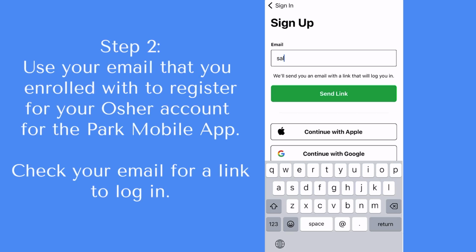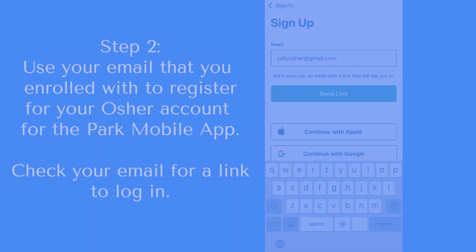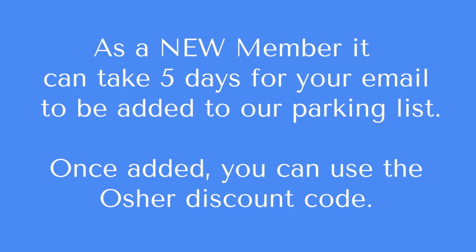Step 2. Use your email that you enrolled with to register for your Osher account for the ParkMobile app. Check your email for a link to log in. As a new member, it can take 5 days for your email to be added to our parking list. Once added, you can use the Osher discount code.